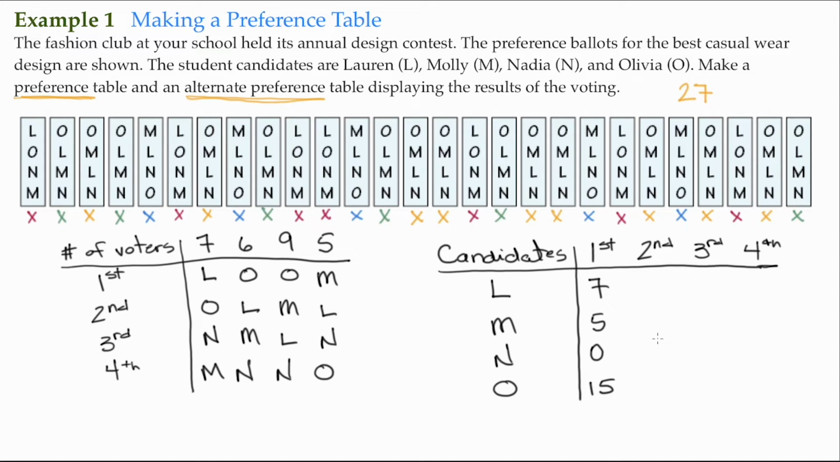Then we do the same for second place. So Lauren, how many second choice votes did she get? She's got 6 and 5. That's 11. Molly, how many second place votes or second choice votes did she get? She got 9. Nadia did not get any. And Olivia got 7.